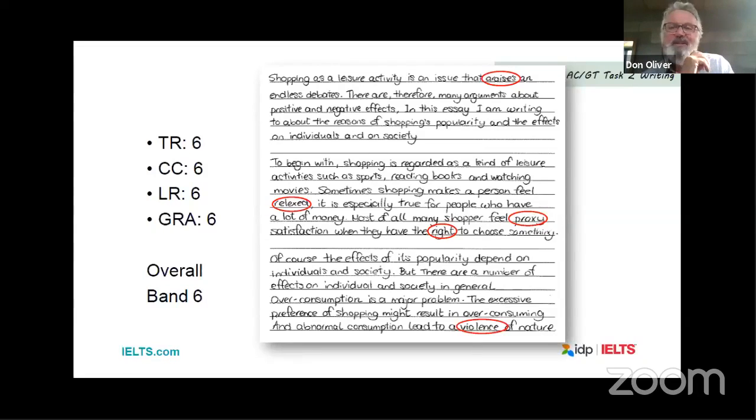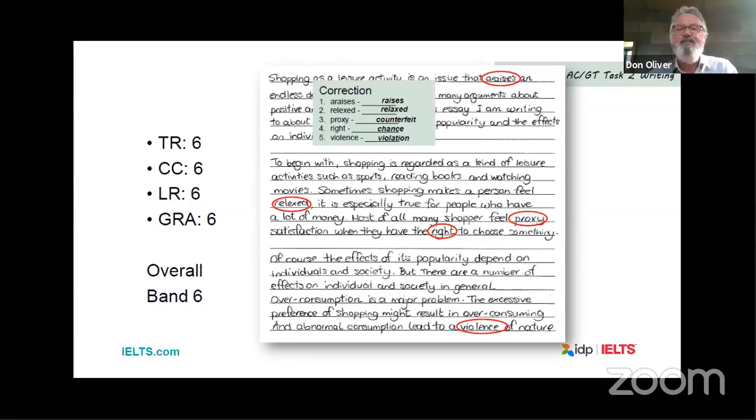The wrong words are chosen and spelling mistakes are quite frequent. So in this case, "erases," this person should just say "raises." "Relaxed" is misspelt, should be "relaxed." This word "proxy" is not used correctly. Maybe it would be a better word to use "counterfeit satisfaction." Instead of using the words "right to choose," they should say "chance to choose."